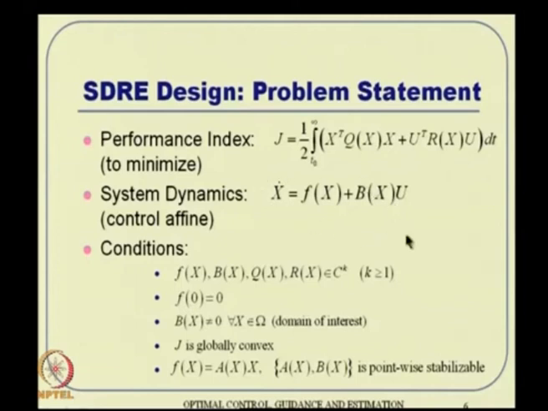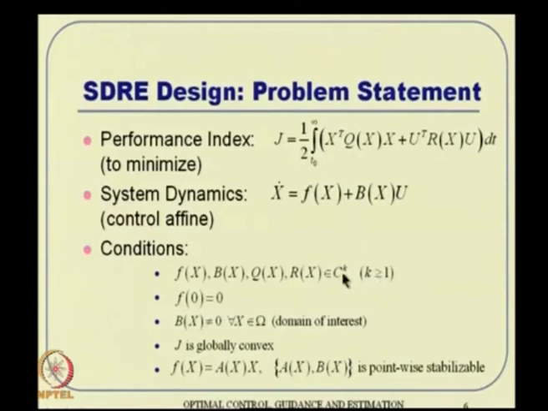But in addition to this, these two things, f of x and b of x, will need to satisfy several other conditions as well. The very first thing is that f of x and b of x, as well as Q of x and R of x, should belong to class C^k, where k should be at least 1.